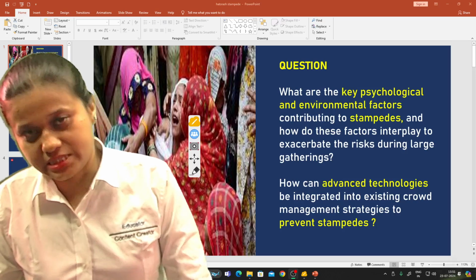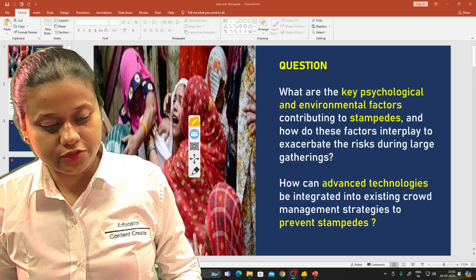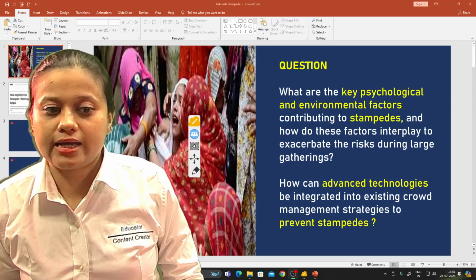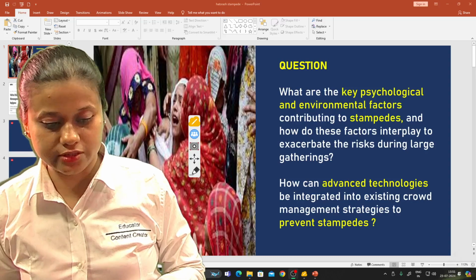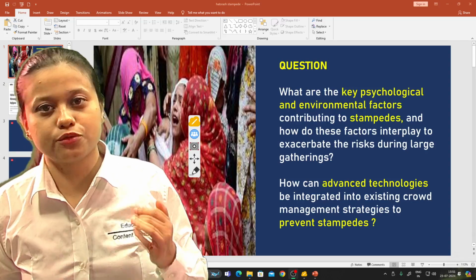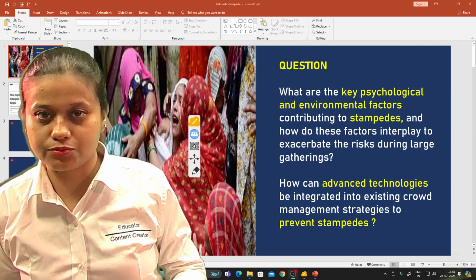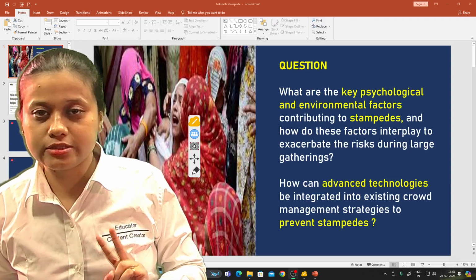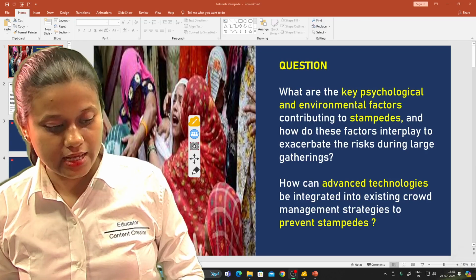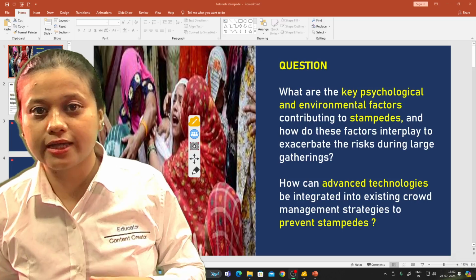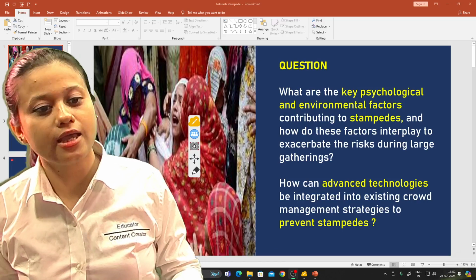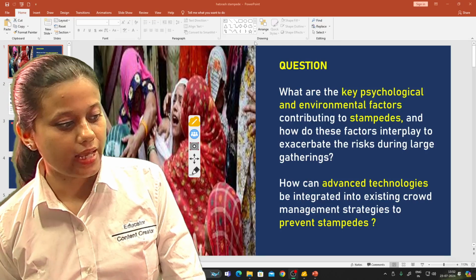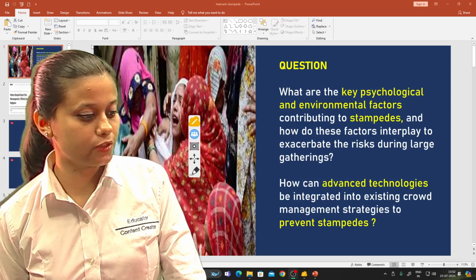The question is basically asking about the causes behind the stampedes. It has specifically mentioned two types of causes, the psychological and the environmental factors. So we don't need to address anything beyond this, because the question itself has given us two themes to address. And next is the advanced technologies. What can we do to prevent a stampede-like situation with the help of artificial intelligence or other technologies? So this is a two-part question, and I hope you will be able to solve it very soon.